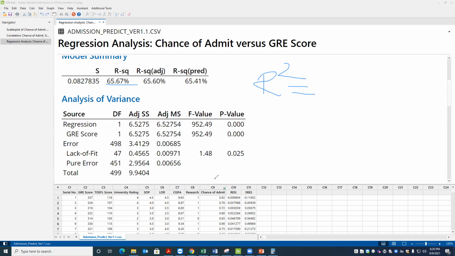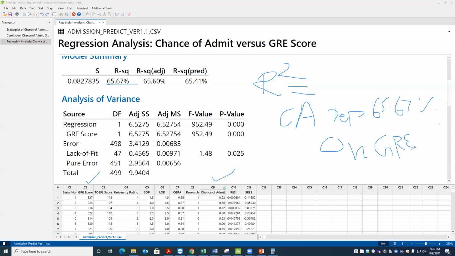65.67% change in chance of admission is due to GRE. Means 65.67% chance of admission depends on GRE. So basically you can frame it in different wording. However, chance of admission depends 65.67% on GRE score.